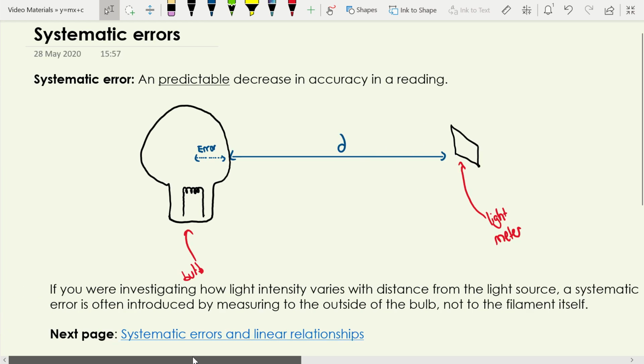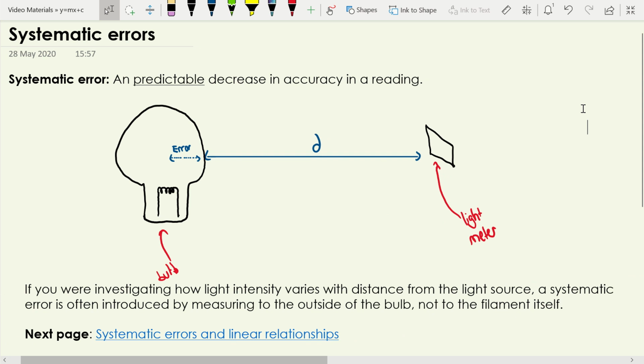Okay, so in this video, we're going to be taking a look at systematic errors. And we're specifically going to look at how systematic errors affect graphs. Initially, we'll take a look at how they affect linear graphs, but my main focus of this video is how systematic errors affect non-linear graphs. So where we've got inversely proportional relationships, quadratics, inverse squares, those kind of things.